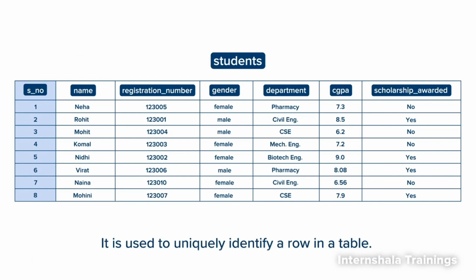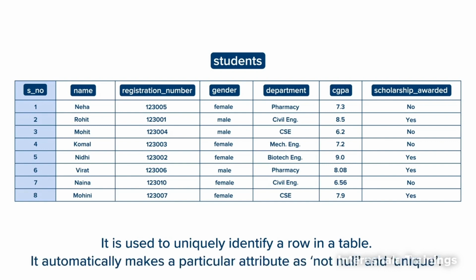It is used to uniquely identify a record in a table. When we assign an attribute to be a primary key, it automatically makes that particular attribute unique and not null. Primary key constraint is very similar to unique key. The difference is very minute and we will discuss it when we discuss the concept of foreign keys. Note that for a table, there can be only one primary key.